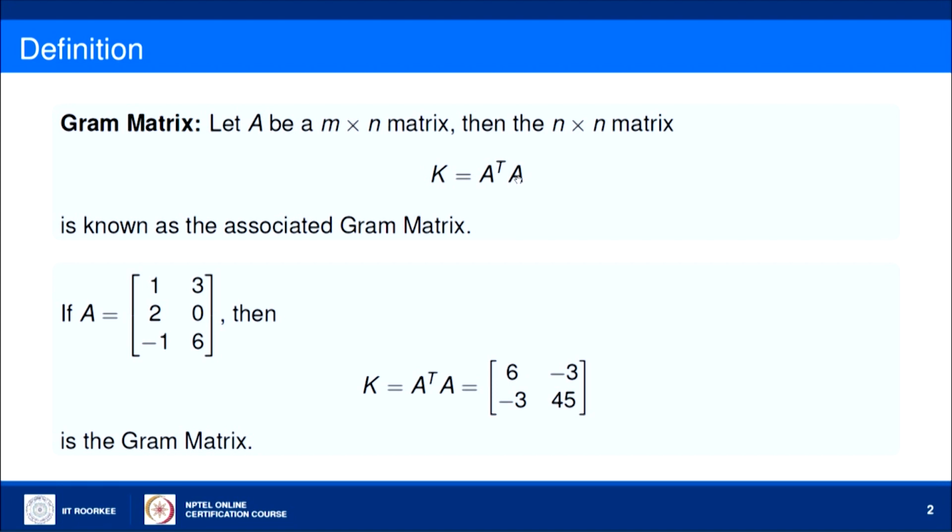If I take an example where A is a 3 by 2 matrix whose rows are 1 3, 2 0, and minus 1 6, then A transpose A comes out to be 6, minus 3, minus 3, 45. So here A transpose A is a 2 by 2 matrix, and this is the gram matrix of A.